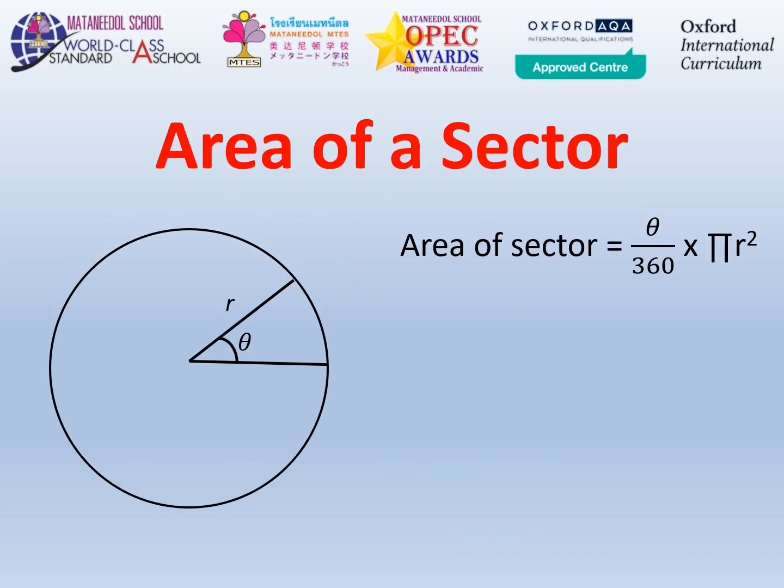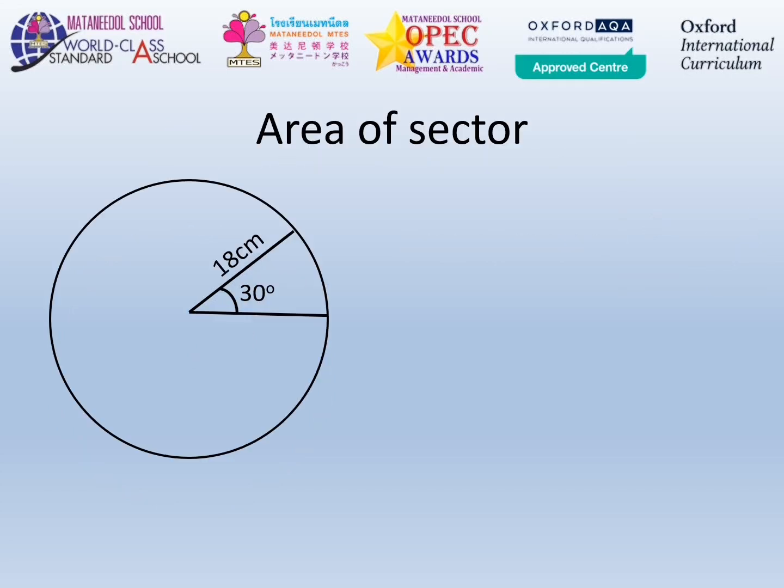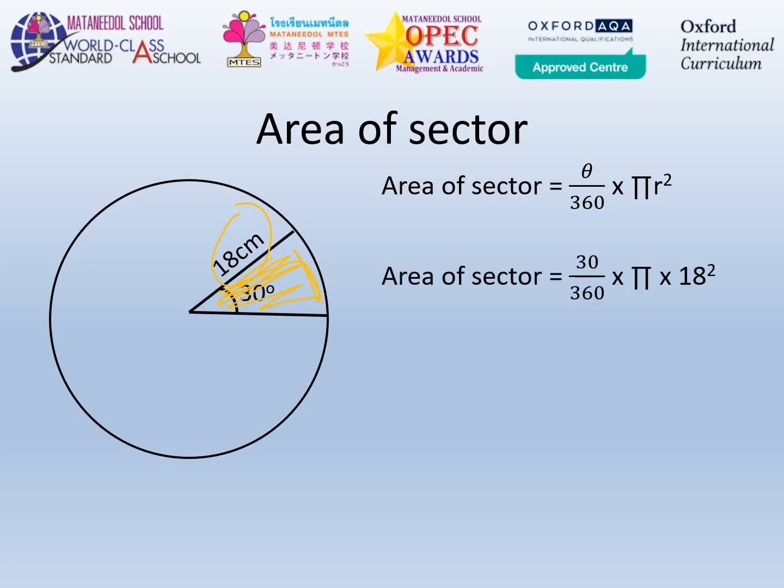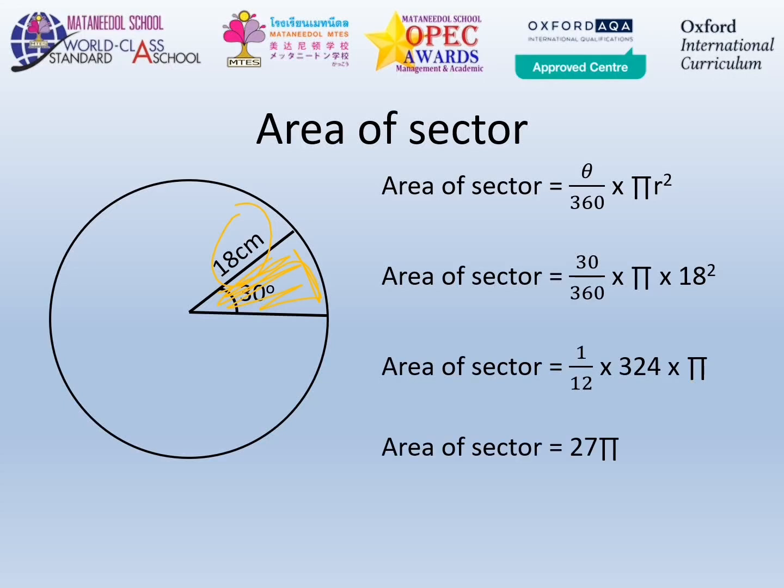Now, let's move on to calculating the area of a sector. So again, the area of a sector is calculated by this formula. Here's an example. Let's calculate the area of the sector. Again, the radius is 18 centimeters, and the angle formed is 30 degrees. Using the formula, again, we're going to substitute all the given values and then simplify to calculate the exact area of the sector. So we have 27 pi, or in decimal, we have 84.82 square centimeters.